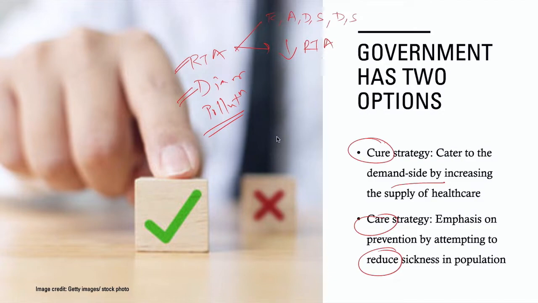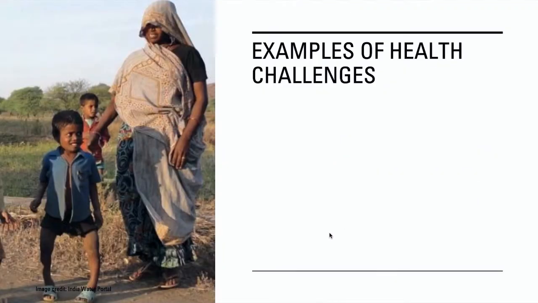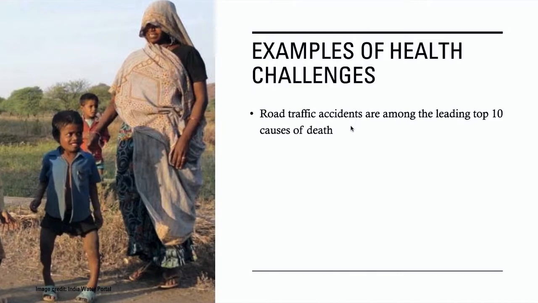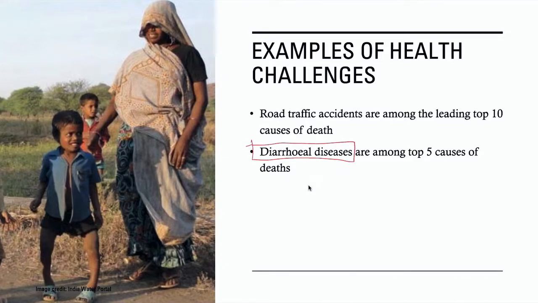So whenever government is trying to spend money to address a health issue, it can have either cure strategy or care strategy. Now I'll give you certain examples. Take the example of road traffic accidents, which I have already explained. Second is diarrheal diseases. Today we'll be focusing on this aspect more. 29 million children in India under 5 age have died because of diarrhea, and they continue to die as we speak. Diarrheal diseases are among the top 5 causes of deaths in India. Of the global deaths of children from diarrhea, 1/5, nearly 20%, occur in India. So this is not good, right?